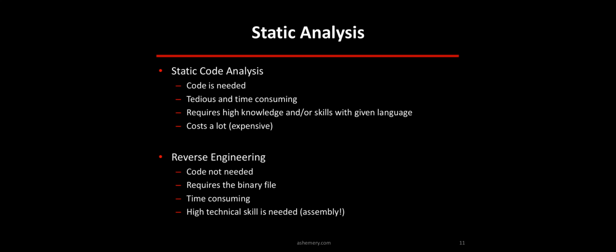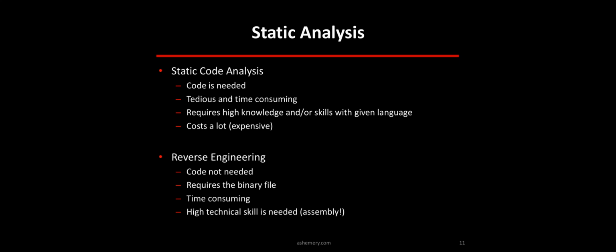The other static analysis method is reverse engineering. We don't need the code, we only need the binary, the executable. Once we have the executable, we can do reverse engineering, like using IDA Pro, or you can even do it in a debugger, which just gives you the disassembled code. You'll be reading assembly code, so you only need the binary file.